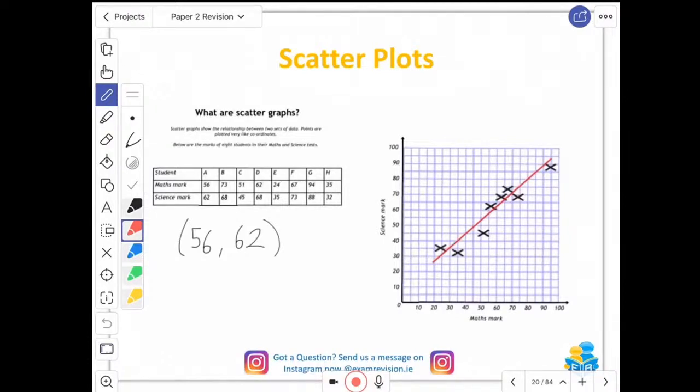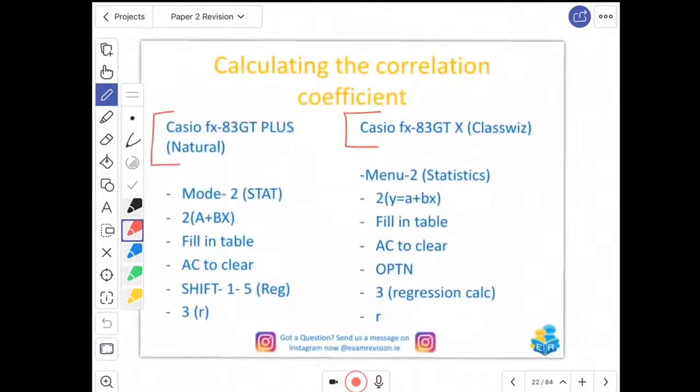And if you do want any further help with it, check out the scatter plot video on examrevision.ie, where I go through that in loads and loads of detail.